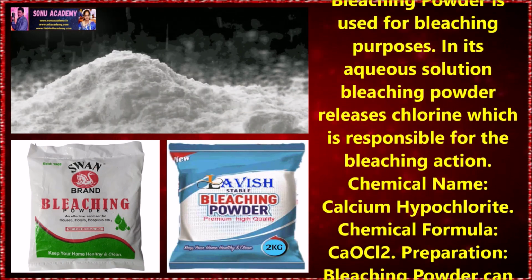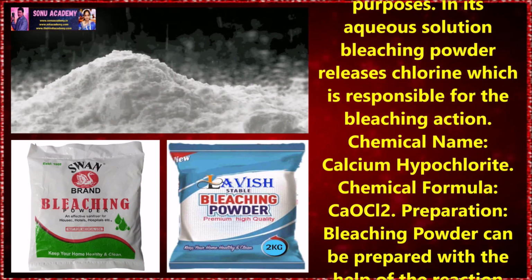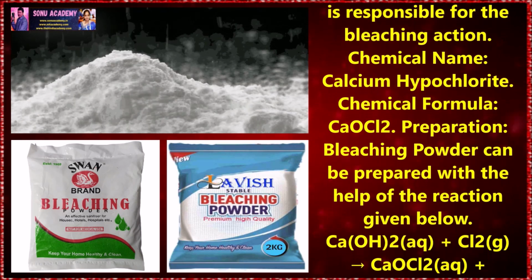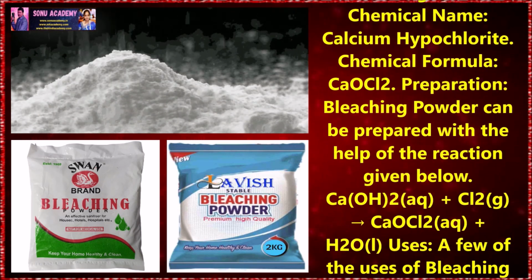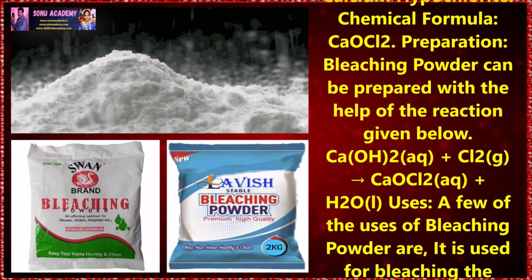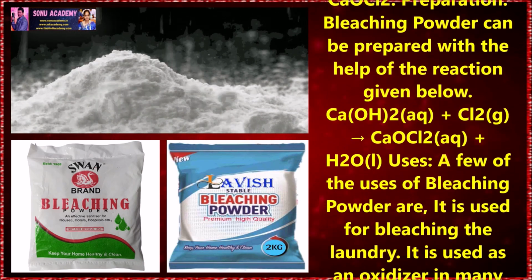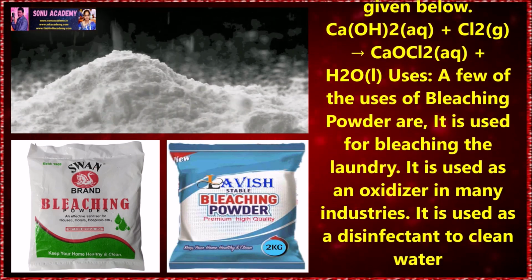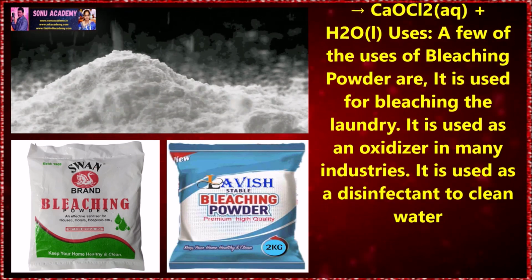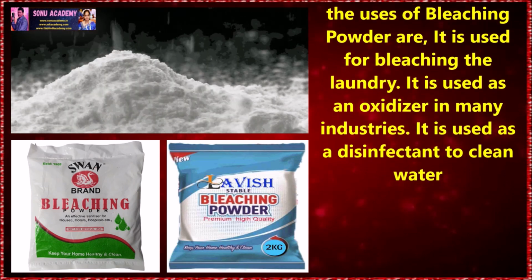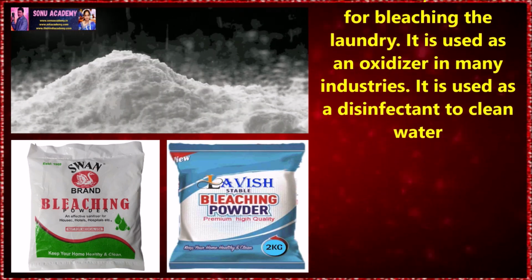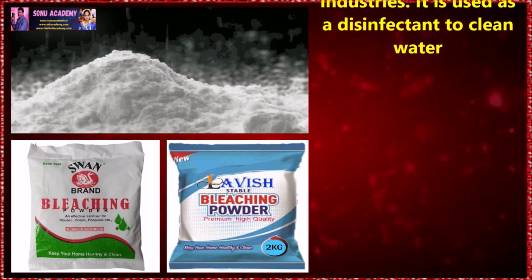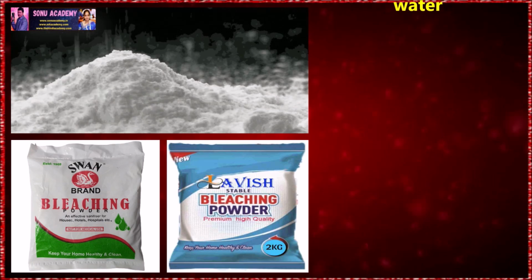Let us see the details of bleaching powder. The chemical name of bleaching powder is calcium hypochlorite. Chemical formula is CaOCl2. Bleaching powder can be prepared with the help of the following reaction, that is Ca(OH)2 plus Cl2 gives rise to CaOCl2 plus H2O. The uses of bleaching powder are: it is used for bleaching laundry, it is used as an oxidizer in many industries, and it is used as a disinfectant to clean water.